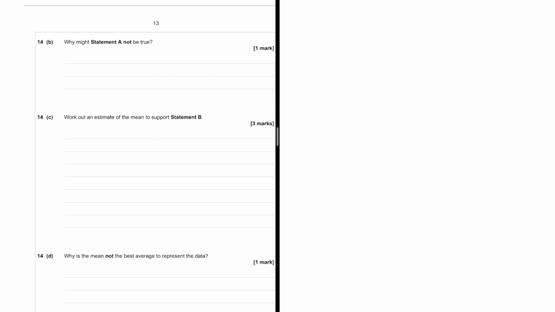So part B, why might statement A not be true? Well, the way we've used to work it out might not be true. It might not be true that there are 16 people in that bracket on £17 an hour or above. It might be the case that of the 32 people in that bracket, 30 are below £17 an hour and only 2 are on £17 an hour or above. So, what should we put for this? Why might statement A not be true?